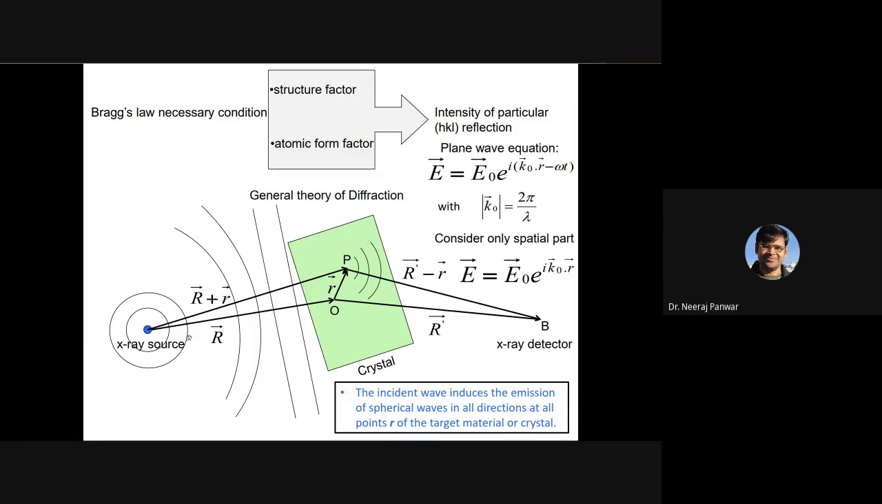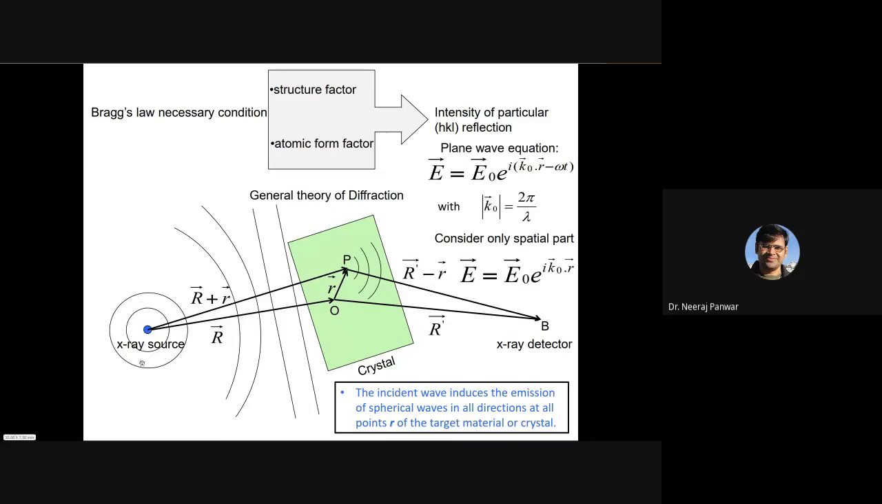For this purpose, we do this experiment. We take an X-ray source, and it is a point source. So it is generating X-rays in all the directions, and these X-rays are spherical in nature because the source is a point source. I encourage you to once again recall how X-rays are produced. So this is a point source and it is producing X-rays in all the directions.